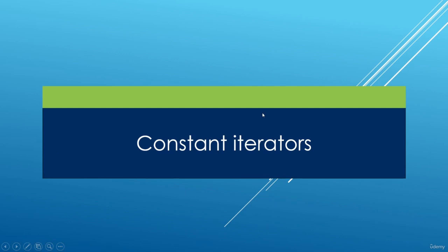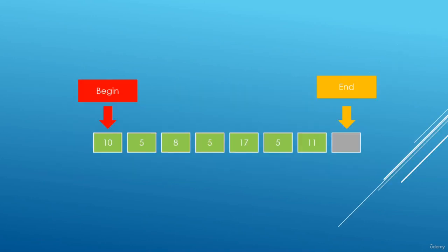In this lecture, we're going to learn about constant iterators. A constant iterator is one you can't go through to modify what it is pointing to. So here we have a simple example. We have our begin iterator and our end iterator. If we want, for example, we can go through the begin iterator and modify the 10 as we saw in the last lecture, but constant iterators are going to forbid you from doing something like this.